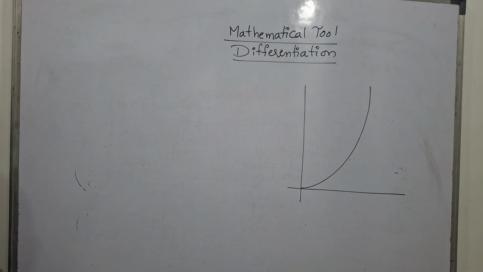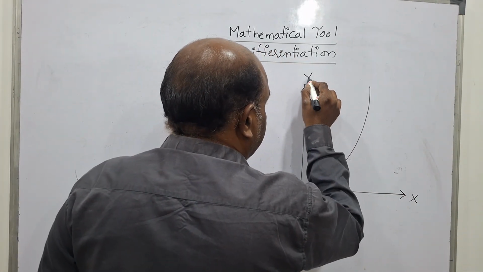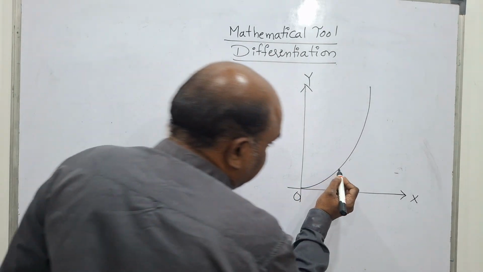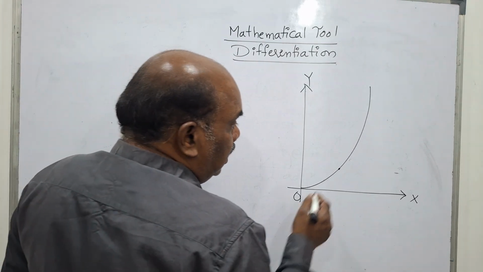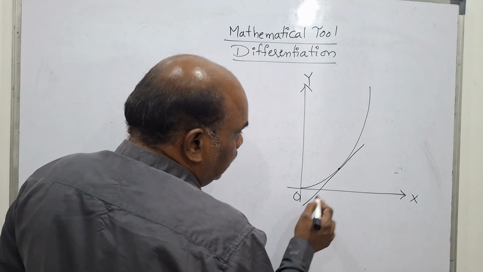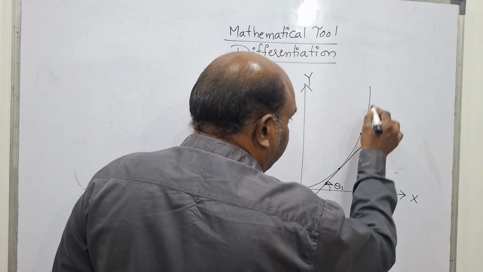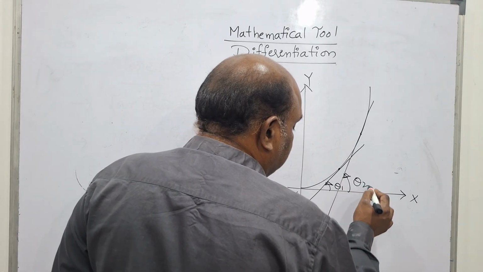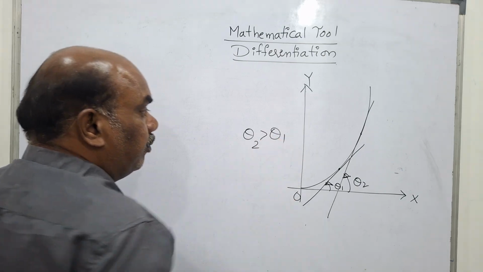Not a straight line. This is the positive x-axis, this is the positive y-axis, this is the given graph. This is the origin. Let us consider you take one point here. Now draw a slope. This is theta 1. If you take one more point here, now this is making theta 2 angle with the positive x-axis. Now theta is not constant, theta 2 is greater than theta 1.